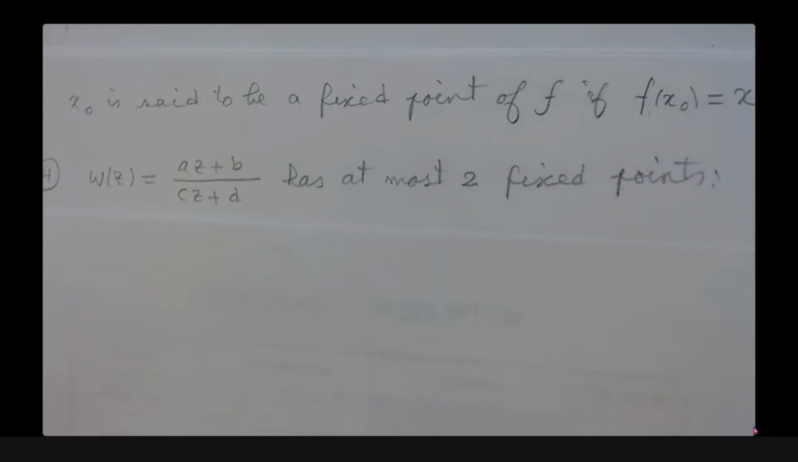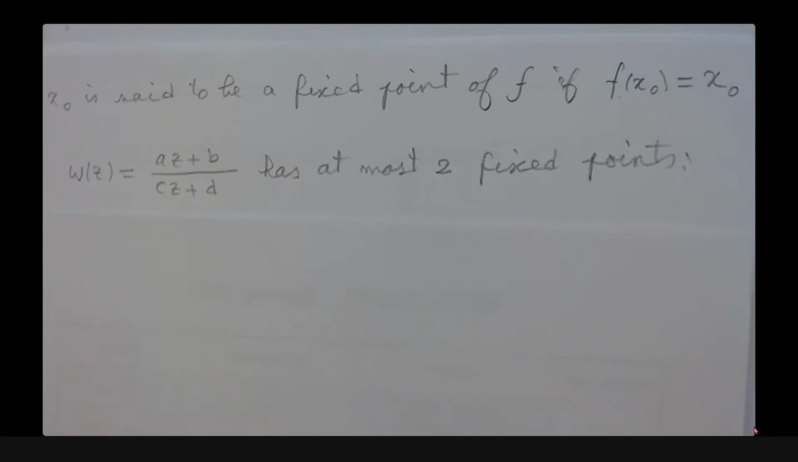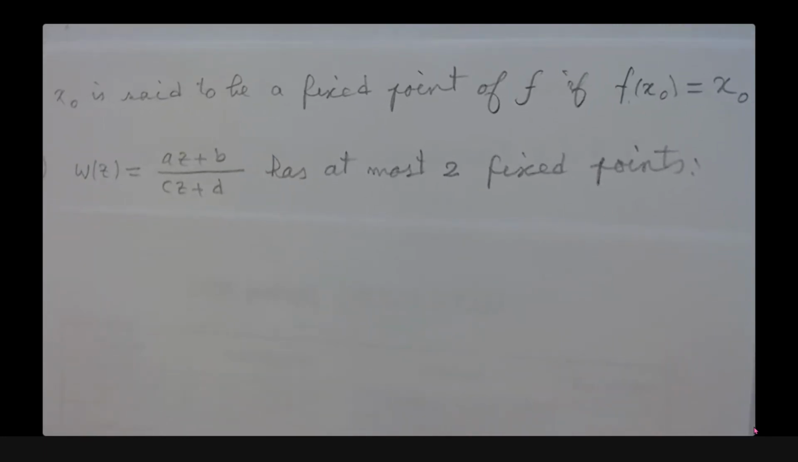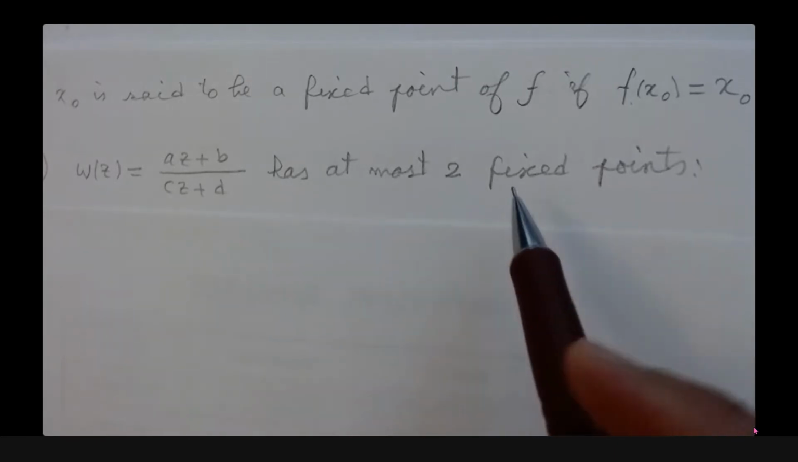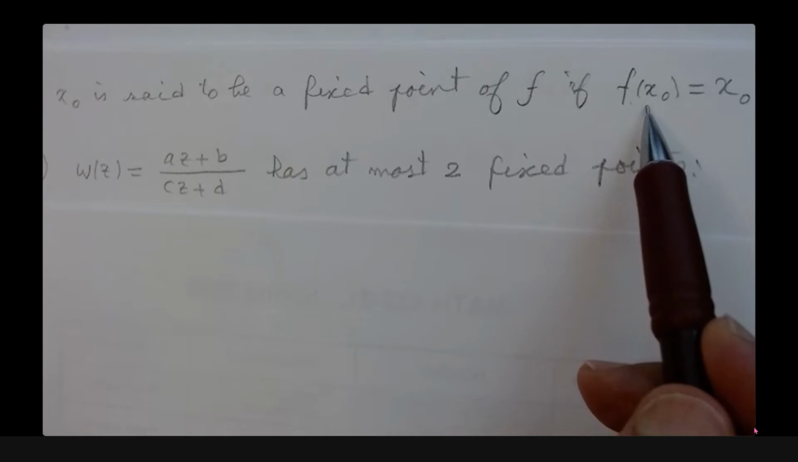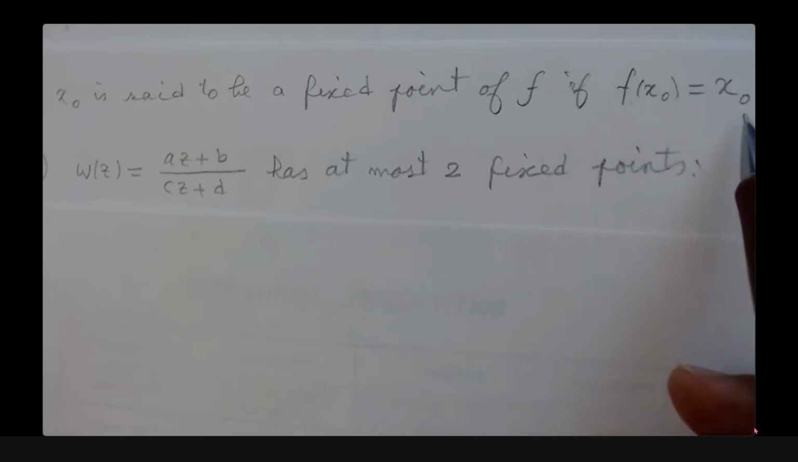And of course, one of the problems that you are going to see in this section, there is a function, and you will be asked, okay, go ahead and find the fixed points of this function. So the fixed point has the property that if you plug it in, the output will be itself. That's called fixed point.